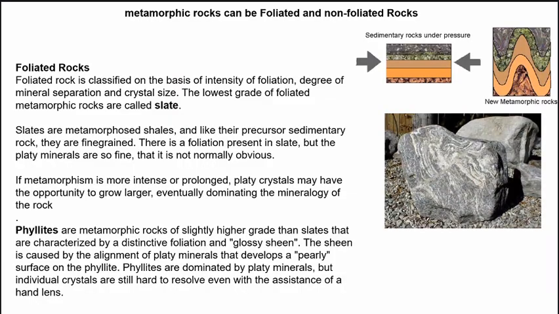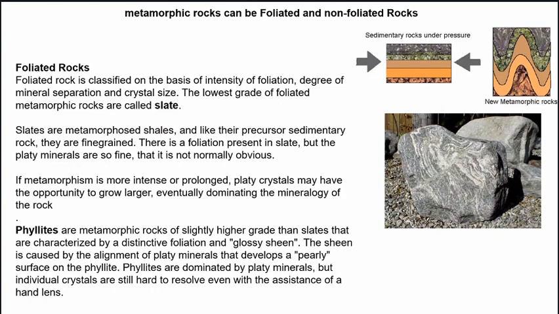So let me jump here now to how foliated rocks formed. Remember, I have shown you this already. I've explained to you that it is the processes that form the rock that alter the rock, the high temperature and the pressure, okay? Metamorphic rock can be foliated or non-foliated. The foliated rocks are classified on the basis of the intensity of the foliation, which is the degree of mineral separation and the crystal size.